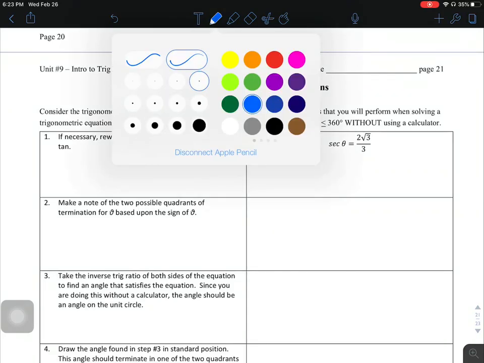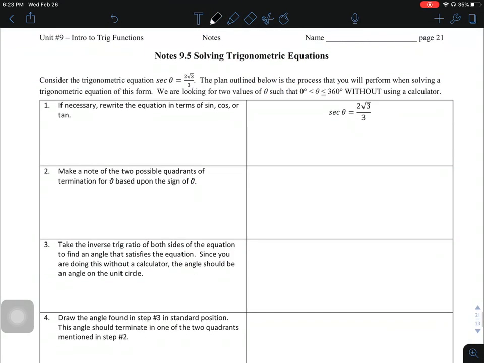This is Pre-AP Precalculus, Notes 9.5, solving trig equations. Consider the trig equation secant of theta is 2 square roots of 3 over 3. The plan outlined below is the process you will perform when solving trig equations of this form. We're looking for two values of theta, so that theta is between 0 and 360 degrees, without a calculator.